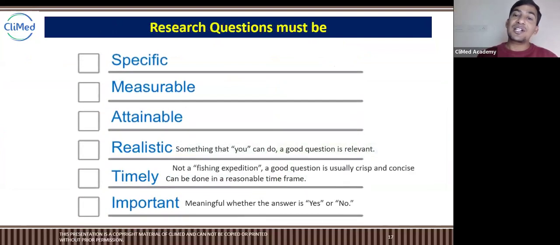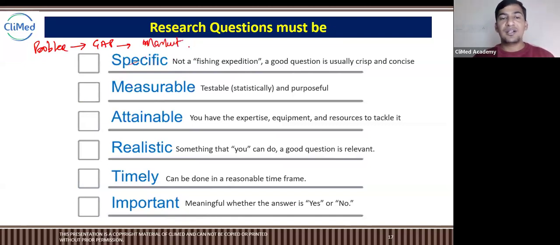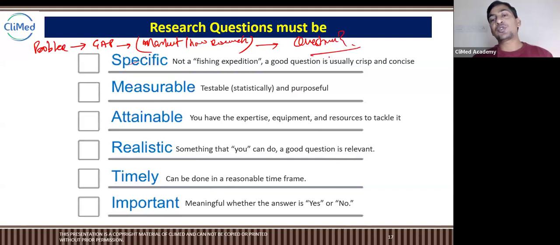Now, how must the research question be? What are the major characteristics of a research question? See, you have the problem in your hand. Let's see what you have learned till now. You have the problem, you have the gap. You have done the market research, meaning whom it is done in, what participants, and how it will be done. So market research is done. You have to come up with a question now. The next thing is the question. How should the question be?